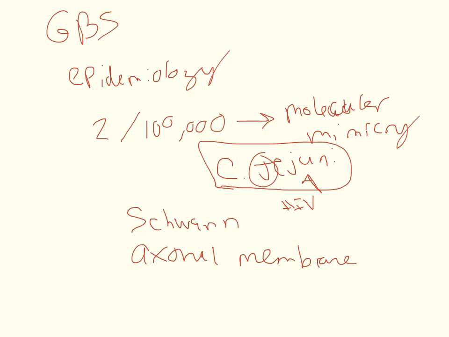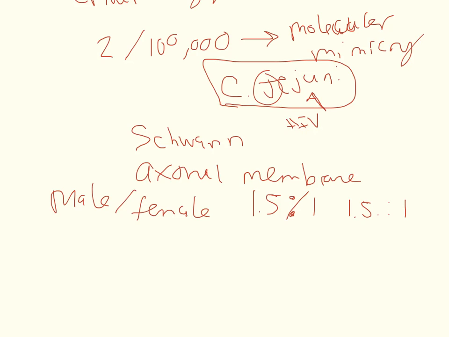It has a male to female ratio somewhere between 1.3 and 1.5 to 1. And that should actually be a colon. So 1.5 to 1 male to female ratio. It can start at any age, but typically it has a bimodal pattern, so there's a peak between ages 15 to 35, and then another peak between 50 to 75.